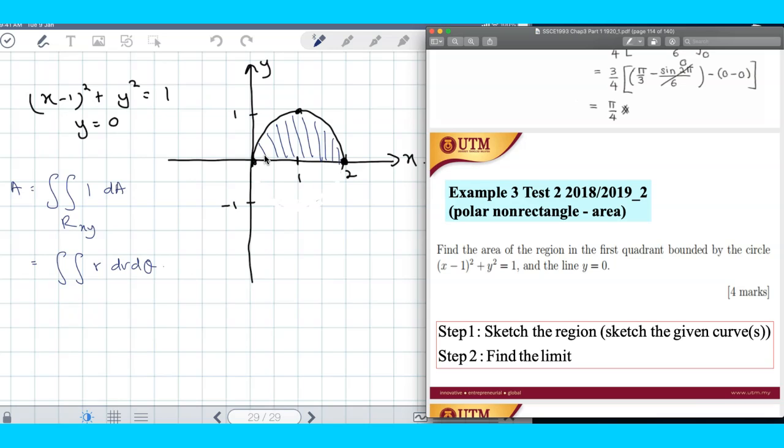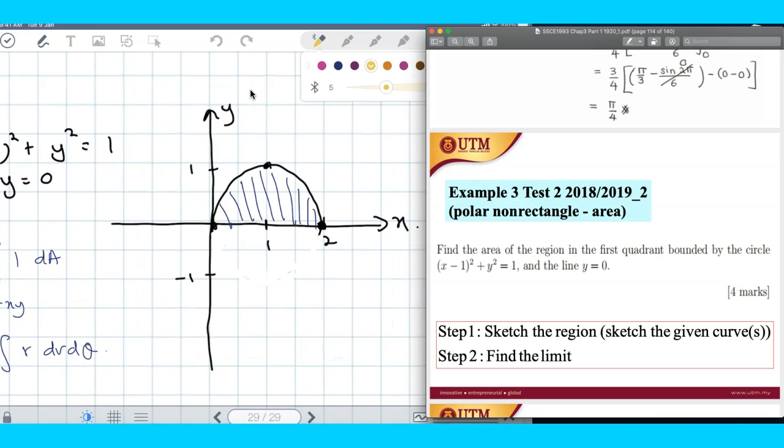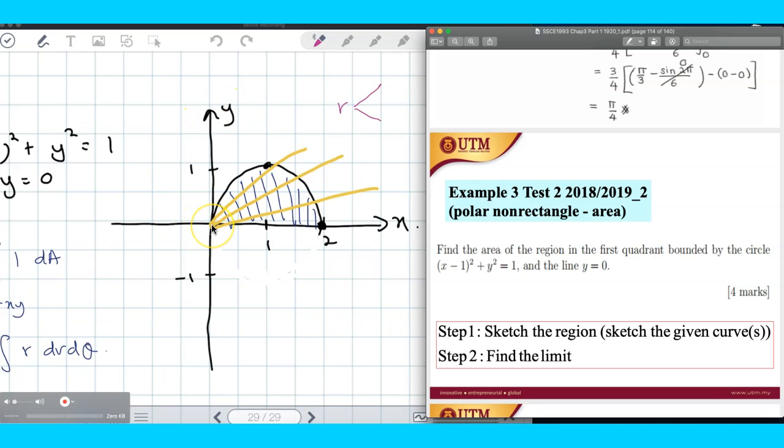Now you need to determine the angle. As you can see here, the region is lying inside the first quadrant, so the first quadrant should be 0 to pi over 2, right? So 0 to pi over 2. And then to determine the r, you have to draw a line starting at the origin. As you can see, the region is passing through the origin, meaning that the smallest r is 0, and the highest r is lying along this curve in polar.